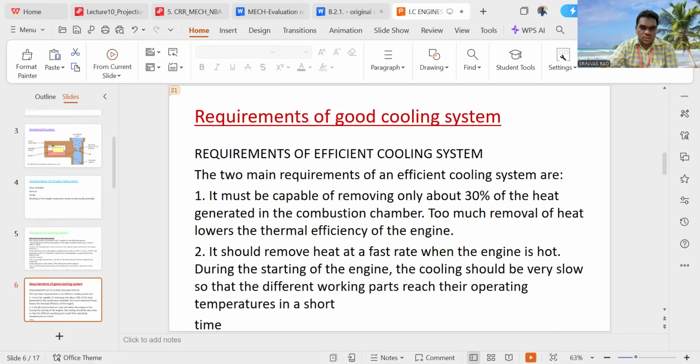Okay. So now we see what types we have in order to remove the excess amount of heat from internal combustion engines.